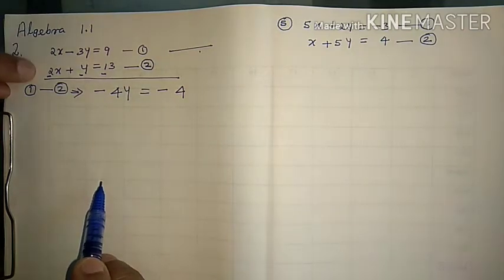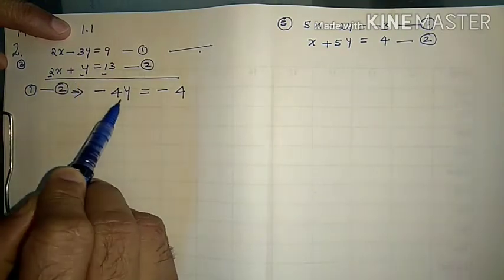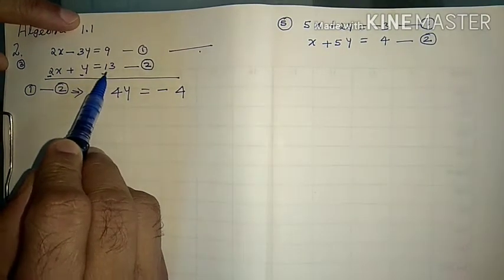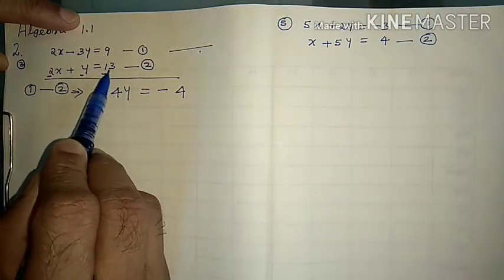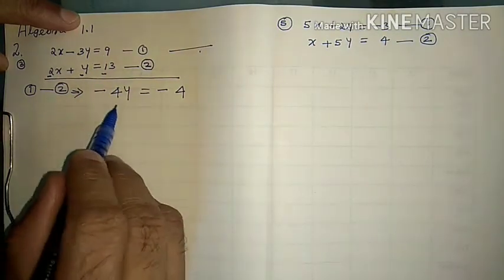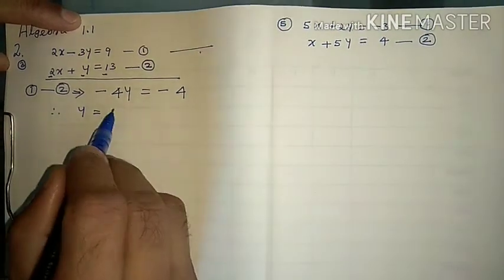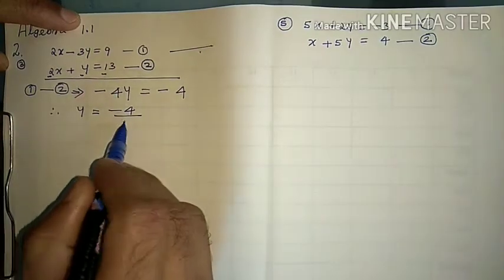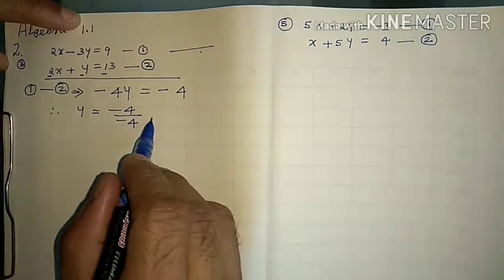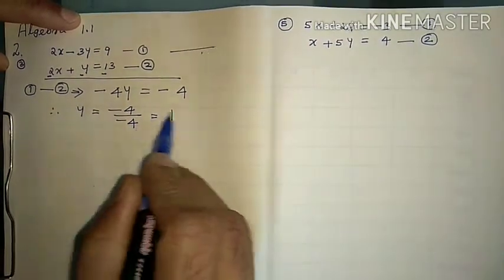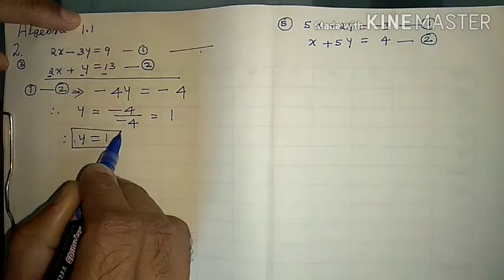Then we add 2x minus 2x, 0 x. Minus 3y minus 1 more, minus 4 times y. 9 minus 13, greater number is minus. 9 minus 13, difference is 4. So minus 4y equal to minus 4. Therefore y is equal to minus 4 upon minus 4, which is equal to 1. Minus 4 and minus 4 cancel, 1. So y is equal to 1.